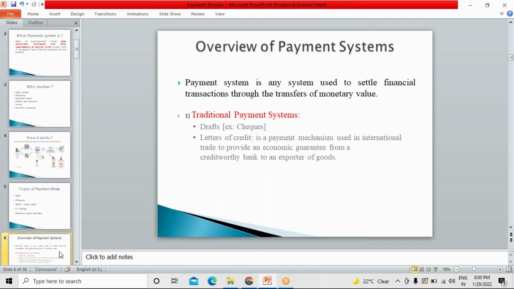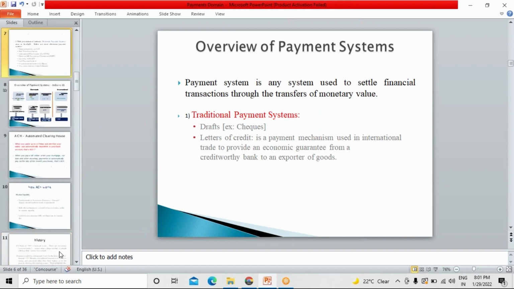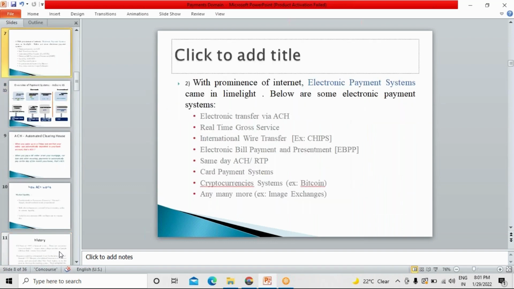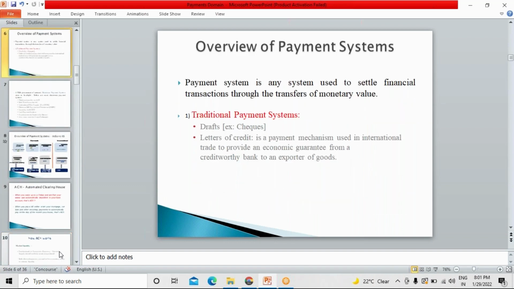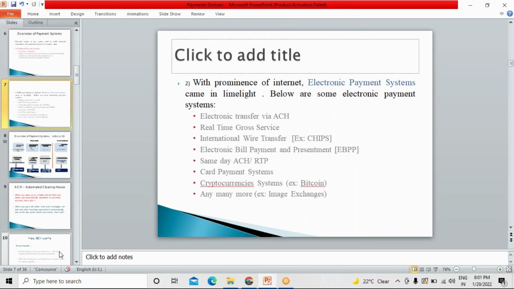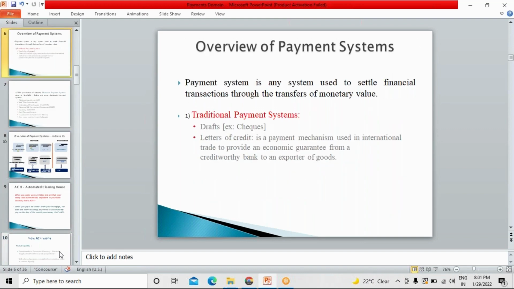When it comes to the payment system, we were talking about the overview, and the explanation we have completed so far is about how payment cards work and how the payment transactions happen. Now we are talking about the overview of the payment system, which will be of two different types. One is the traditional payment system and the second is called the electronic payment system.